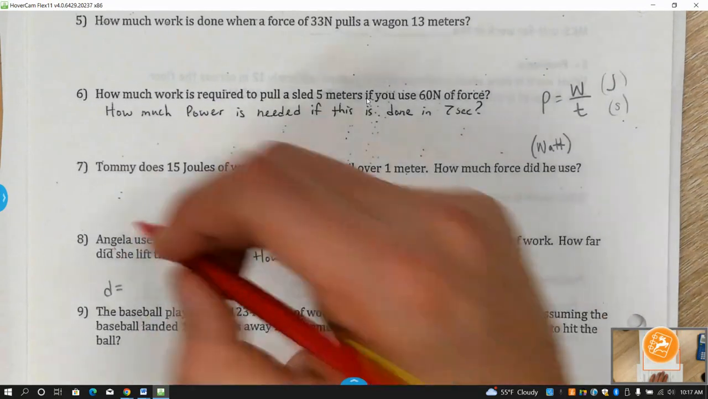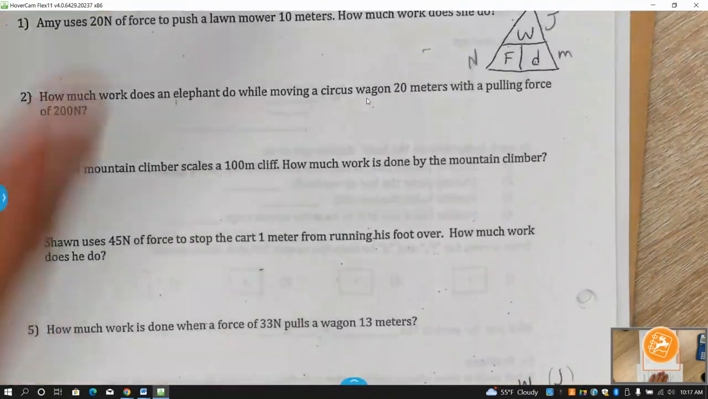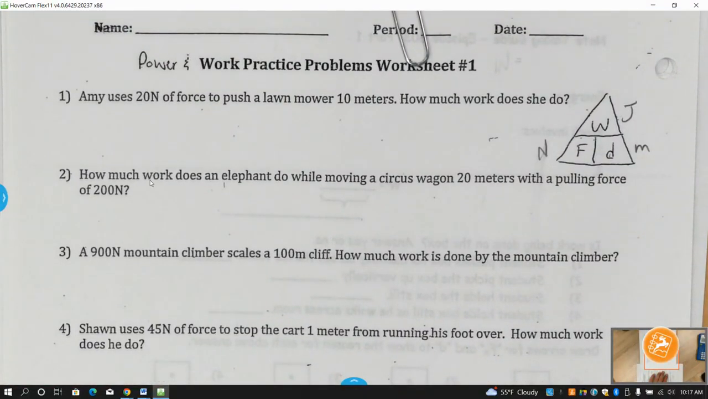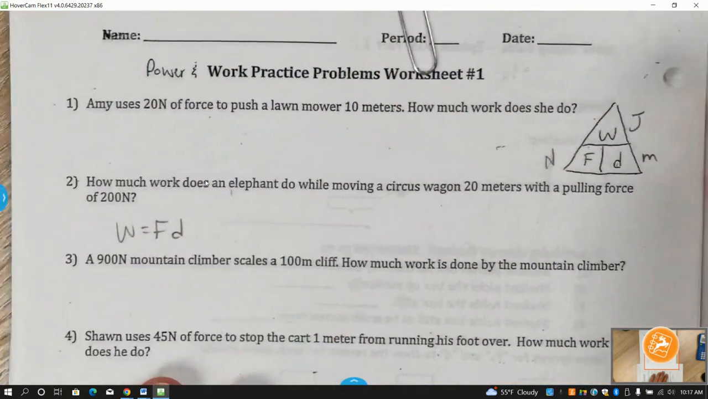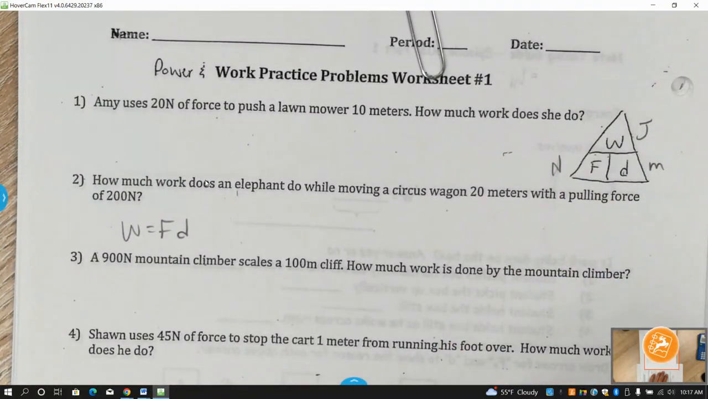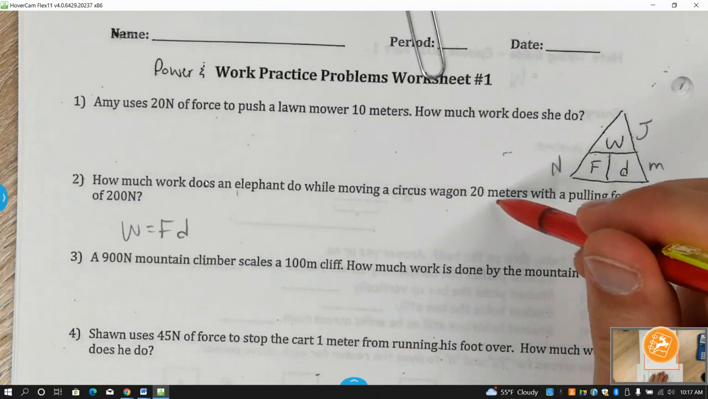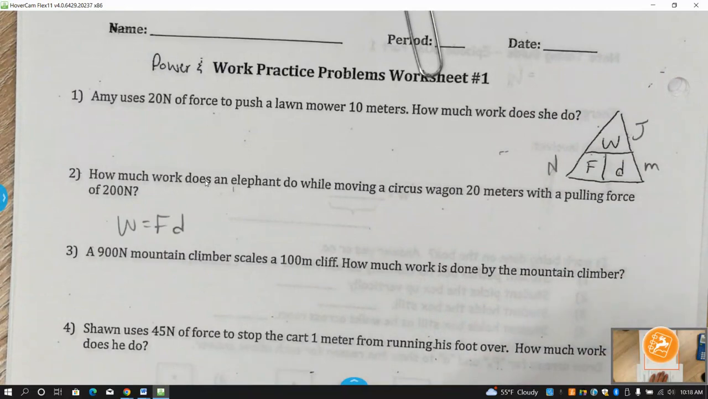For number 2, you would take 20 times 200 to get W, because they want work. So work is force times displacement times cosine. Since there is no angling in any of these, you don't need to worry about actually using cosine. So force times distance. It's going to move 20 meters with a pull of 200, so 200 times 20. Yep, that's the unit for work. All right, right on.